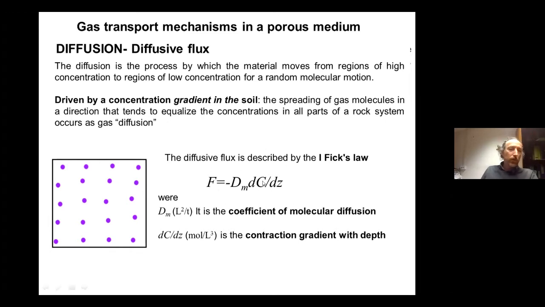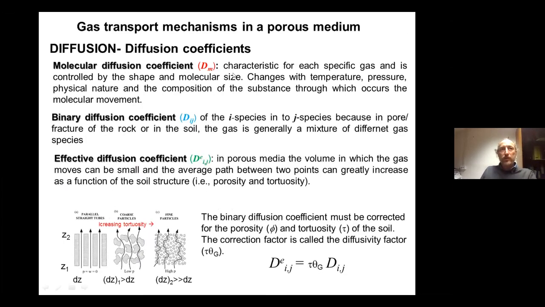So the flux is proportional to the concentration gradient. From this, the idea is that if we can measure the concentration gradient in the soil, we can estimate the flux, but we need to know the value of the molecular diffusion coefficient that makes this proportionality. But it is not quite simple, because we can consider different kinds of diffusion coefficient. The simplest one just considers the type of the gas.